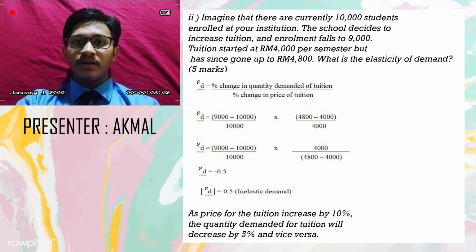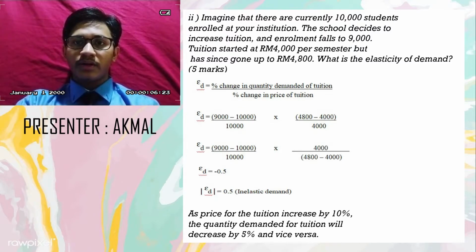We see here, the new demand is 9,000 students and the old demand is 10,000 students. The new price is 4,800 ringgit and the old price is 4,000 ringgit. Now, we calculate it. Elasticity of demand is 9,000 minus 10,000 divided by 10,000, divided by 4,800 ringgit minus 4,000 divided by 4,000. And we will get negative 0.5. Then, we will remove the negative and it will be 0.5, which is smaller than 1.